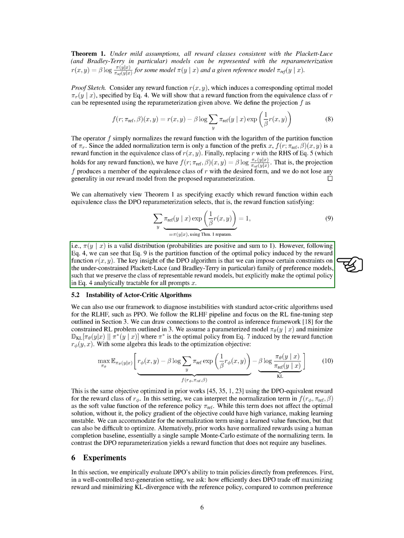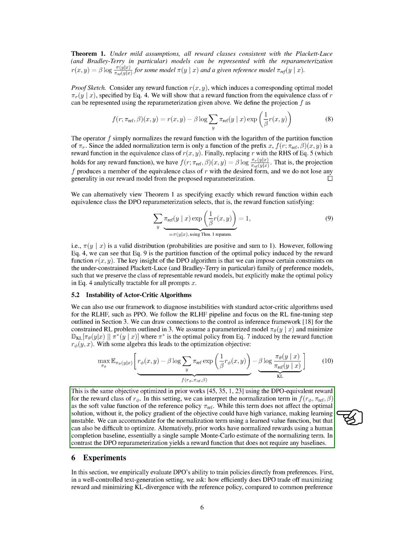This objective is to maximize the expected value of the logarithm of the ratio of pi_theta to a reference policy, denoted as pi_ref, under pi_theta. This is the same objective that has been optimized in previous works using the DPO equivalent reward for the reward class of r_phi. In this context, we can interpret the normalization term in the function f as the soft value function of the reference policy pi_ref.